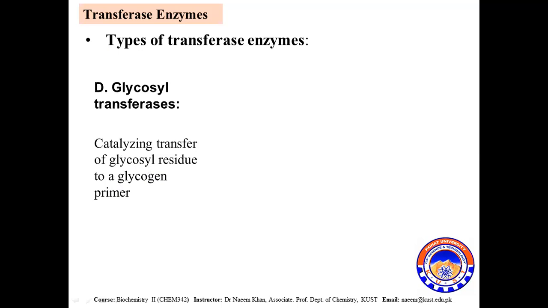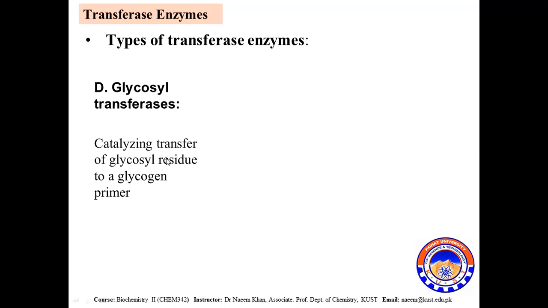Such enzymes, which catalyze the transfer of glucose from one species to another, are called glycosyltransferases. An example is the enzymes that transfer glucose residues one by one to the glycogen primer, and in this way glycogen is synthesized. Glycogen is a storage form of glucose, found in the liver and also in the muscle.